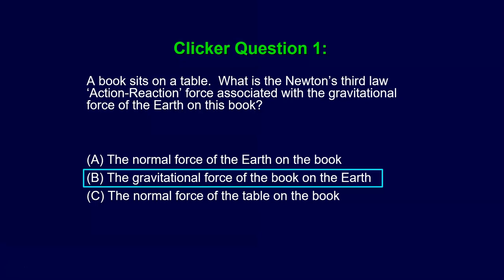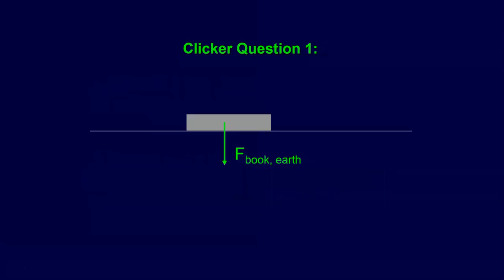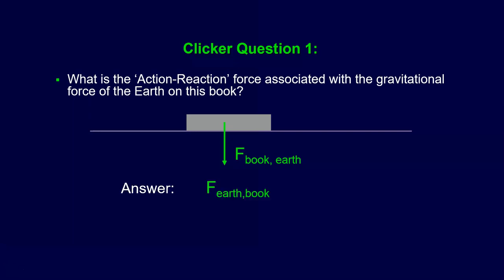All right, so hopefully you got B. Let's unpack this a little bit. Here's this book on a table, and here's the force on the book by the Earth. The answer should be the force on the Earth by the book. You can imagine, if down here I had the Earth, there'd be this force on the Earth by the book. These are equal and opposite.